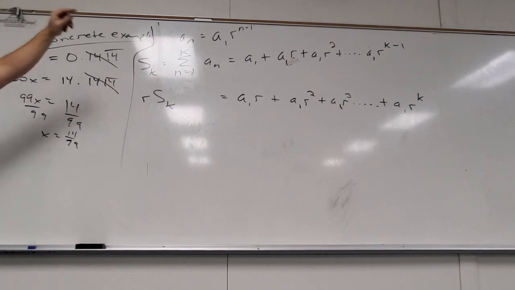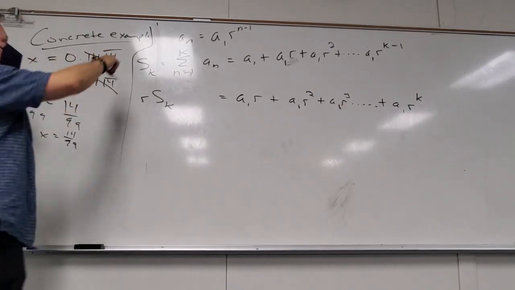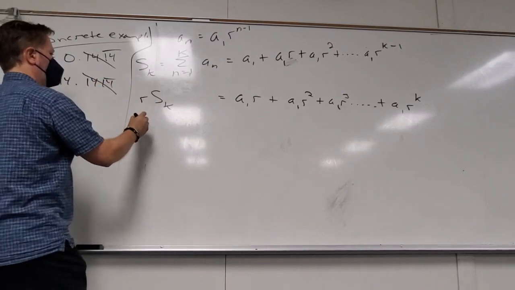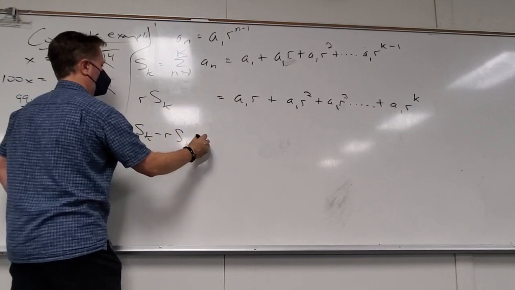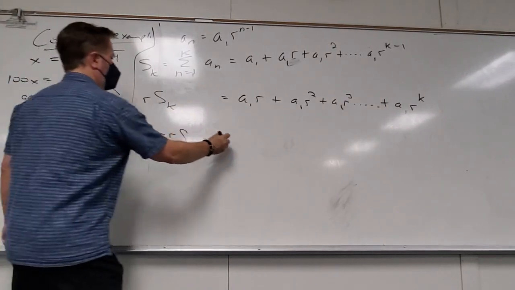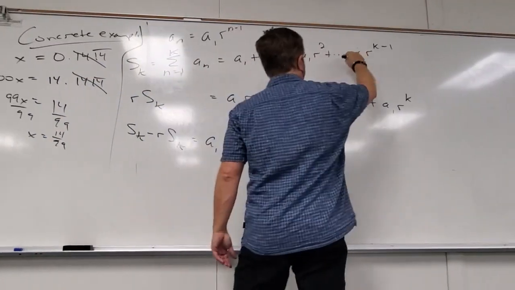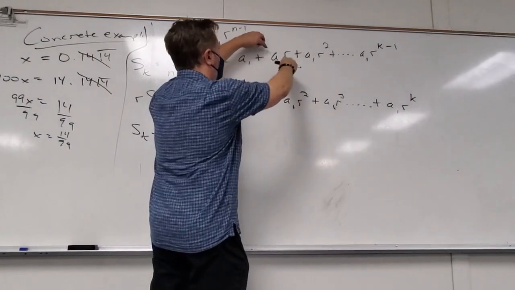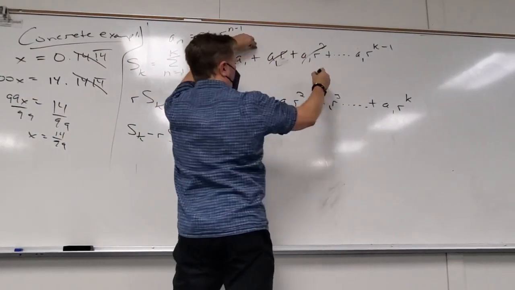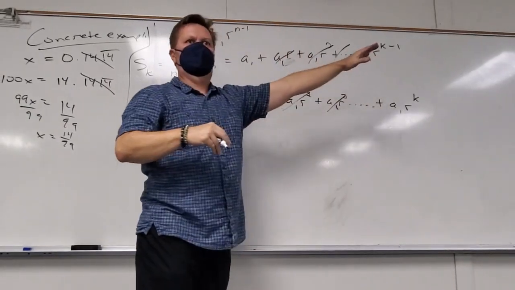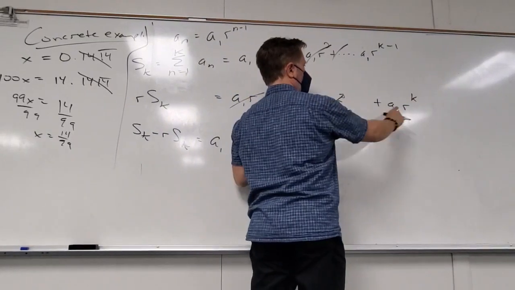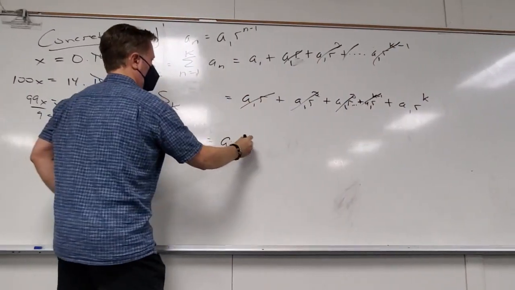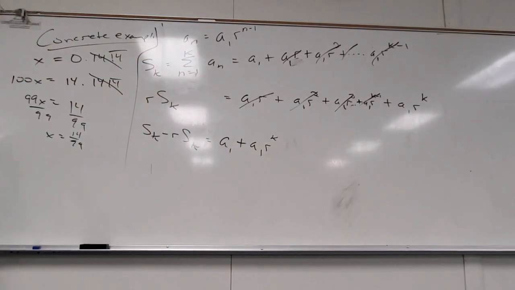Because now, do you see how a bunch of stuff cancels if I subtract them? Let's do sk minus r sk. What do I get? I get a1. These cancel. Can you kind of follow it? What's going to be left alive? If I subtract these two things, this cancels with this, this cancels with this, this cancels with this. What's right before this? a1r to the k minus 1. That cancels that. So what's left alive at the end? a1r to the k.